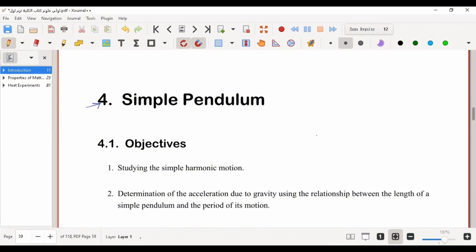First, our first experiment is a simple pendulum, and we are going to know what are the main objectives for this experiment. First, we need to study the simple harmonic motion, and second, we need to determine the acceleration due to gravity using a simple pendulum.